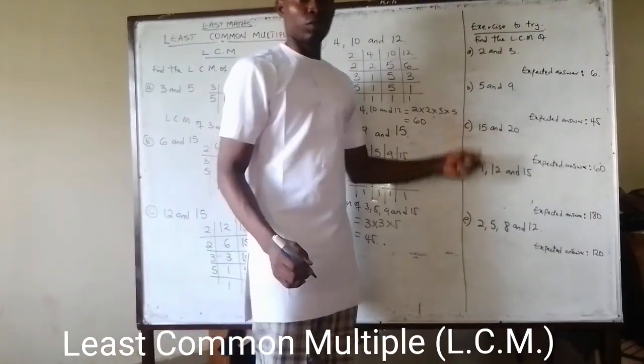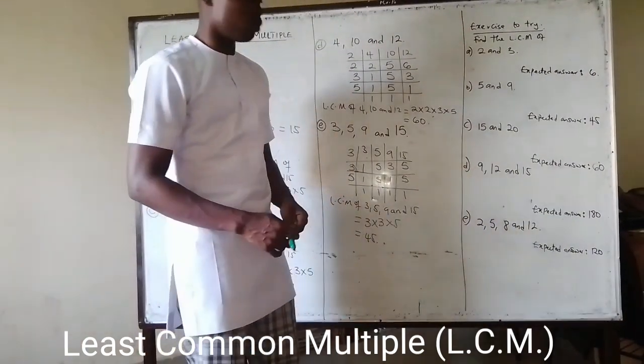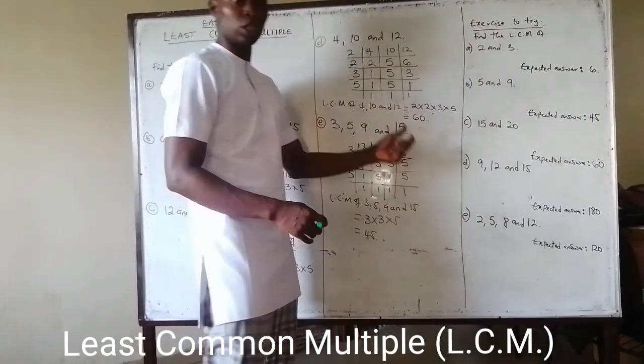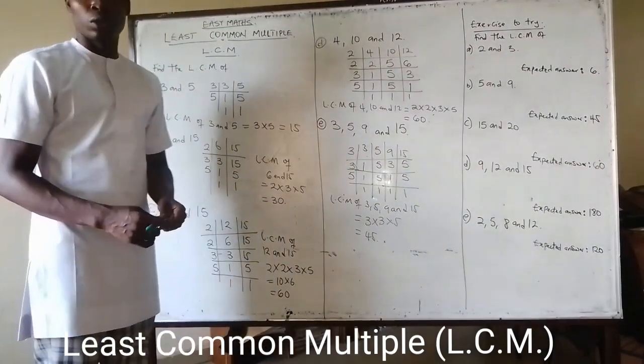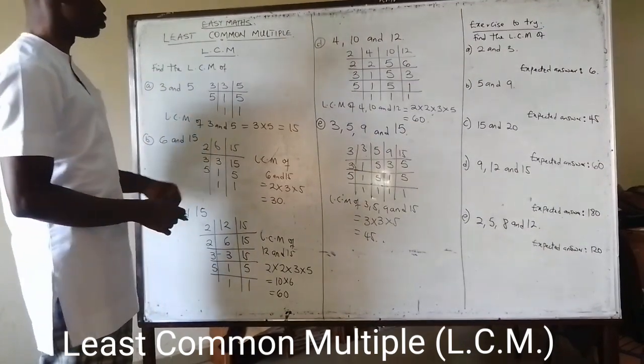Try and see if you can solve this by yourself. And once you're able to solve it, it means you understand what we call the lowest common multiple or the least common multiple.